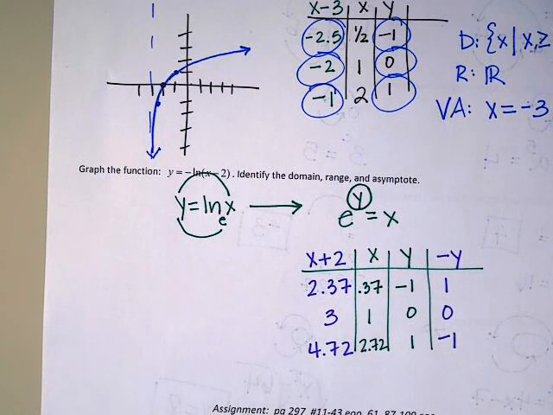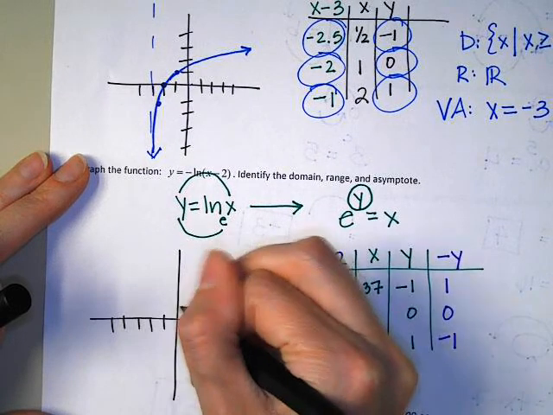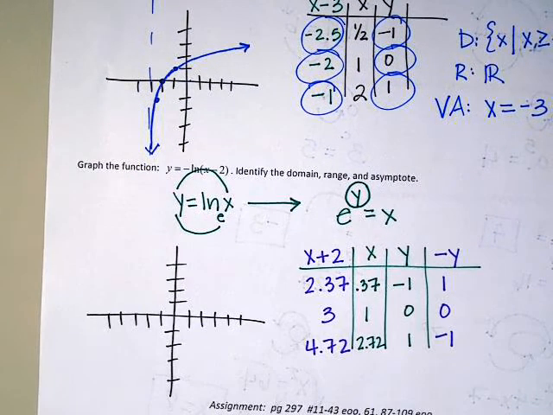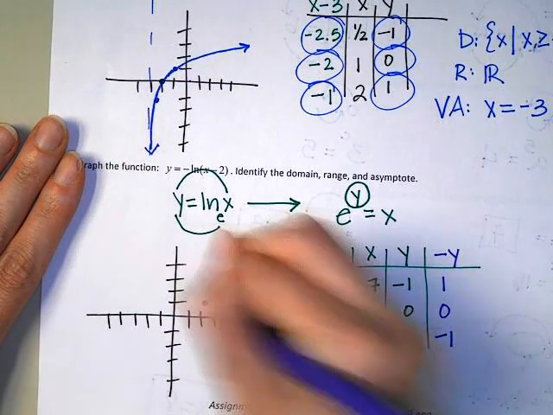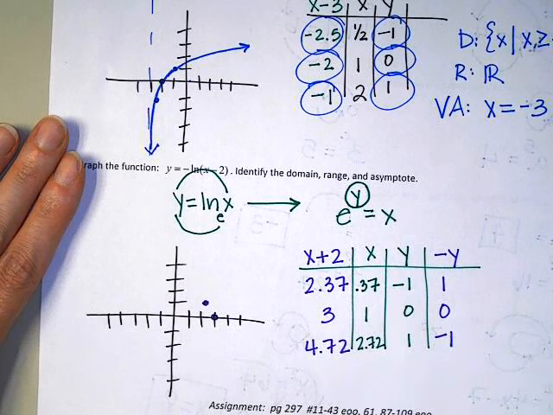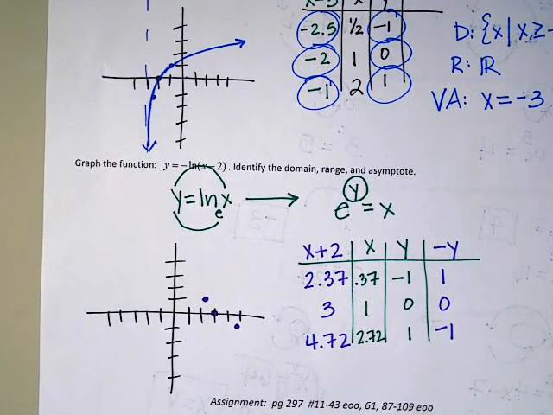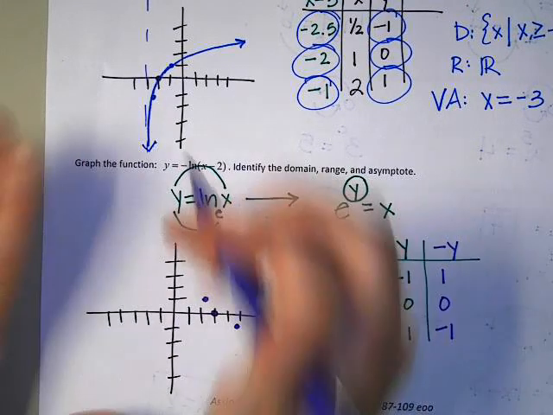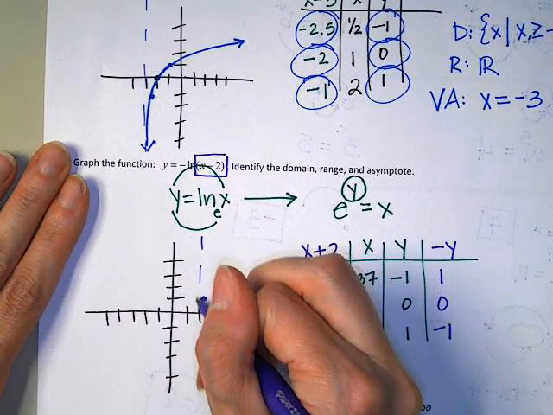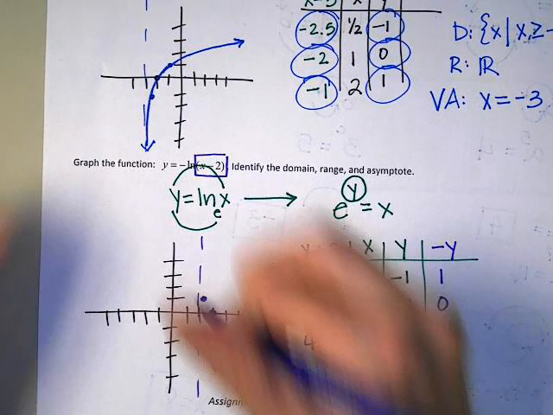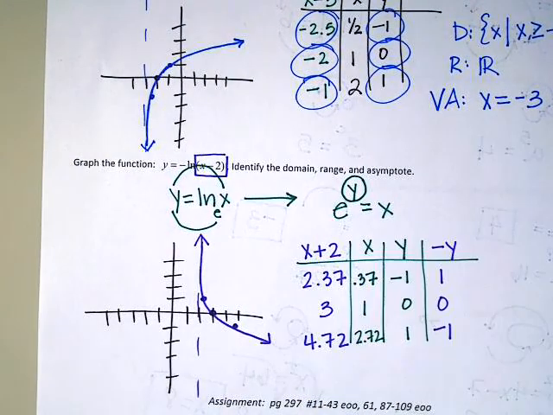All right, if you guys graph the purple, we should be in good shape. Okay, so we have 2.37 comma 1, 3 comma 0, 4.72 comma negative 1. Okay, where's that asymptote? Where's the vertical asymptote? If you set the argument equal to 0, we see that it's at x equals 2. And then you'll know how to connect the dots here. So this is an upside down boomerang because it got flipped.